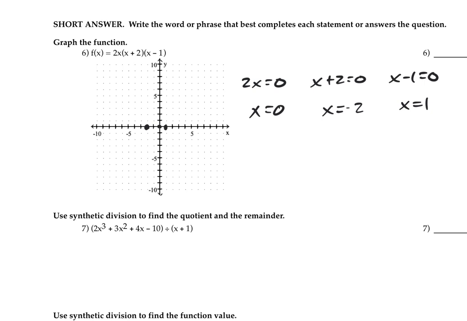And then I just need to draw a sketch. You can definitely use your calculator here. All of those have a multiplicity of 1. There's no multiplicity of 2's here. So there's not going to be any bouncing or anything like that off the x-axis.